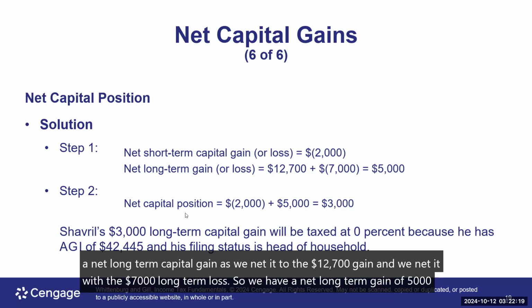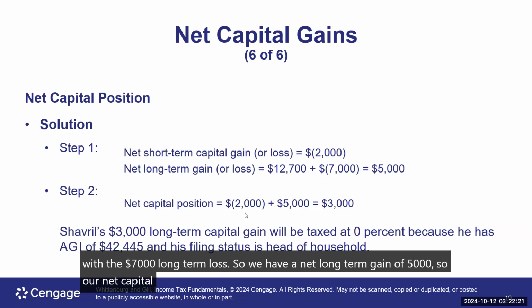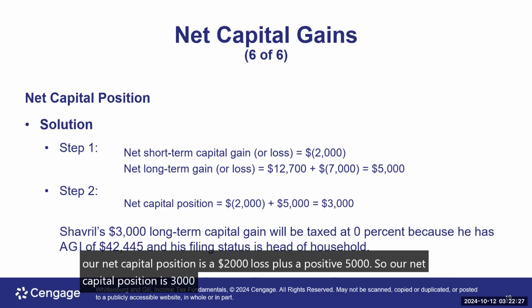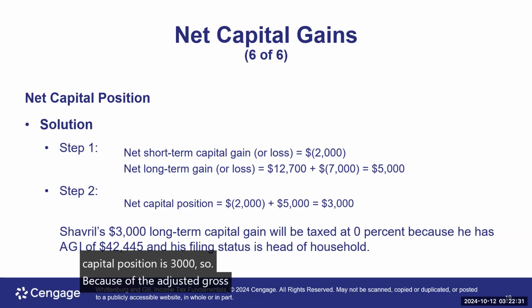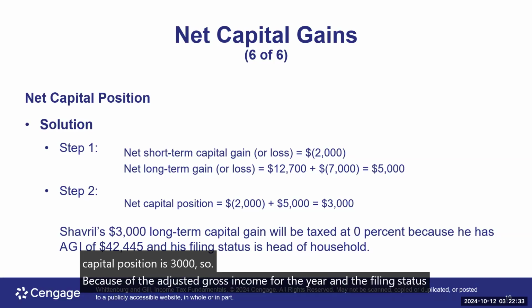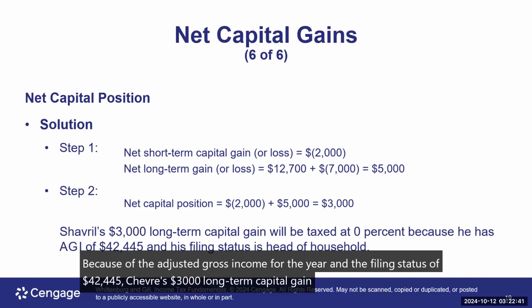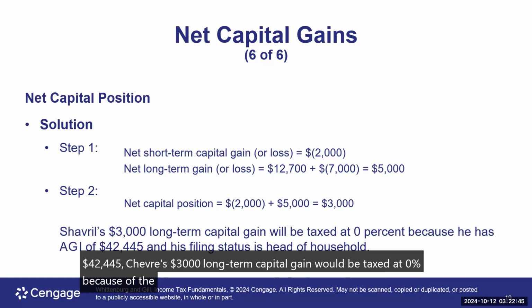So our net capital position is a $2,000 loss plus a positive $5,000. So our net capital position is $3,000. Because of the adjusted gross income for the year of $42,445 and the filing status, Chevril's $3,000 long-term capital gain will be taxed at 0%.